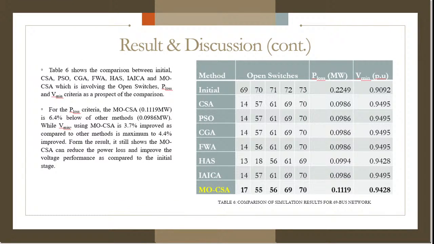Table 6 shows the comparison between the initial and other methods, involving the open switch, P-loss and Vmin criteria as the basis of comparison. For the P-loss criterion, the multi-objective cuckoo search algorithm is 6.4% below the other methods, while Vmin using the multi-objective cuckoo search algorithm is improved by 3.7%, compared to the other methods' maximum of 4.4% improvement. From the result, it still shows the multi-objective cuckoo search algorithm can reduce the power loss and improve the voltage profile compared to the initial stage.